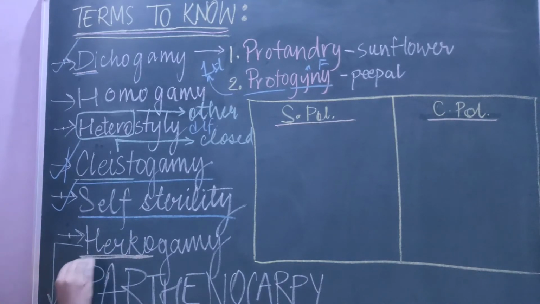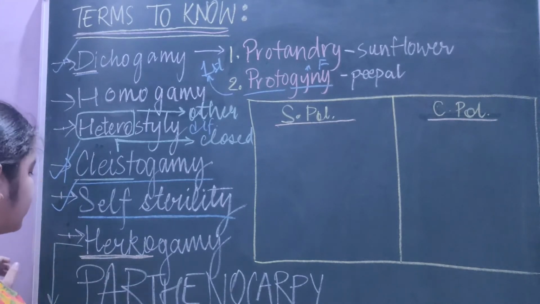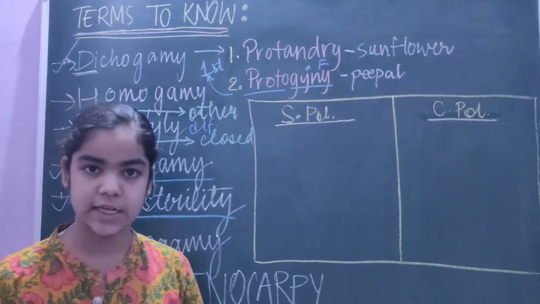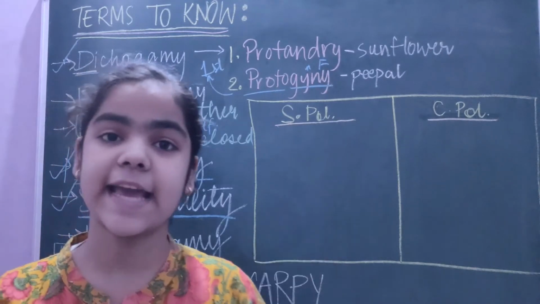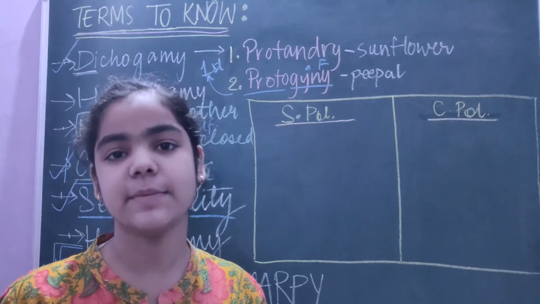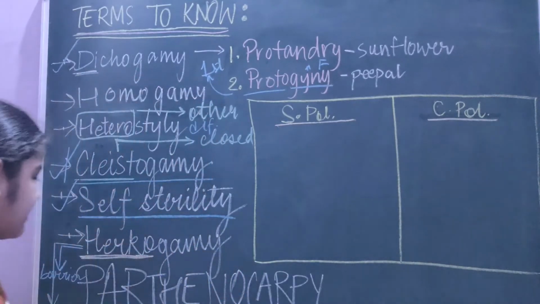Now next one is hercogamy. Now you need to understand the meaning of herco. Herco means barrier. It means a kind of barrier. So whenever a barrier is present and it is a mechanical barrier, and the pollination does not take place, then it is termed as hercogamy.